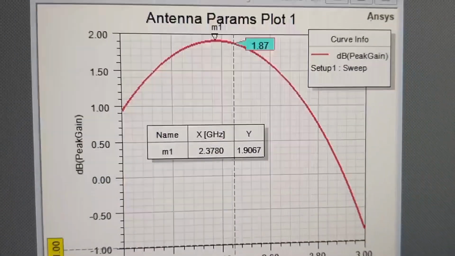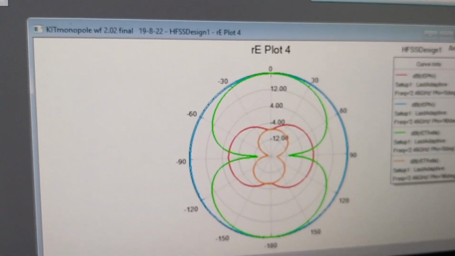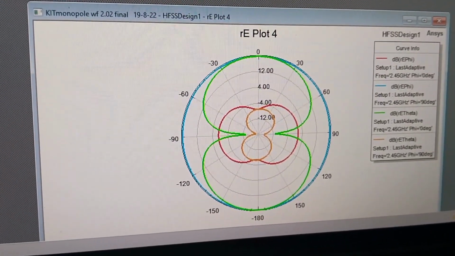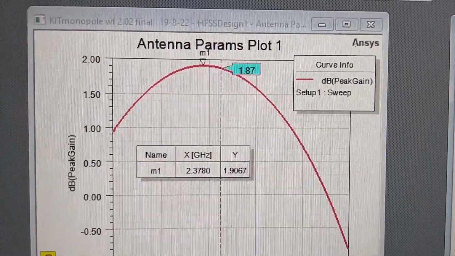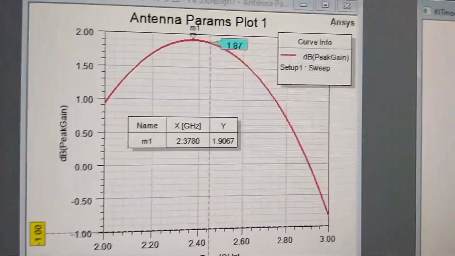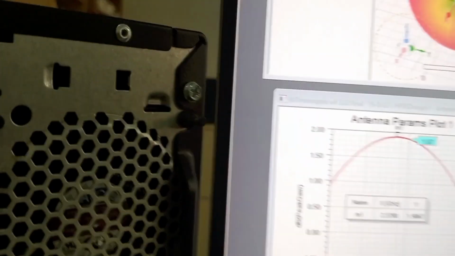The third thing is that we need to obtain the radiation pattern of this antenna. This shows both the E plane and H plane radiation patterns. And then we measure the gain of the antenna. At 2.45 gigahertz, it offers the maximum gain, and the maximum gain offered is 1.9067 dBi.